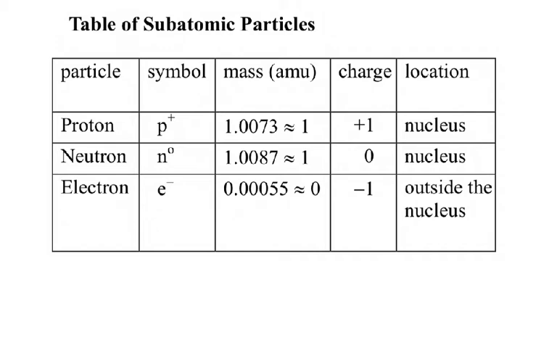Now the electron, which is a negatively charged particle, is the only particle not found in the nucleus. It is found outside the nucleus in a region called the electron cloud, and the mass is so little that we can neglect it. It's negligible. So basically it has such little mass that we're going to call it 0 AMU. Even though it does have something, it's insignificant.